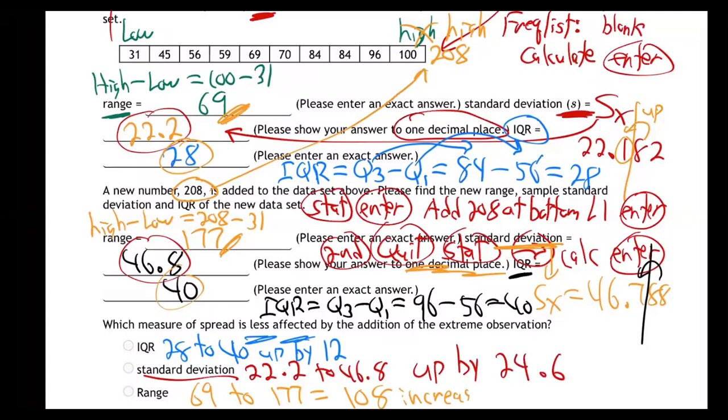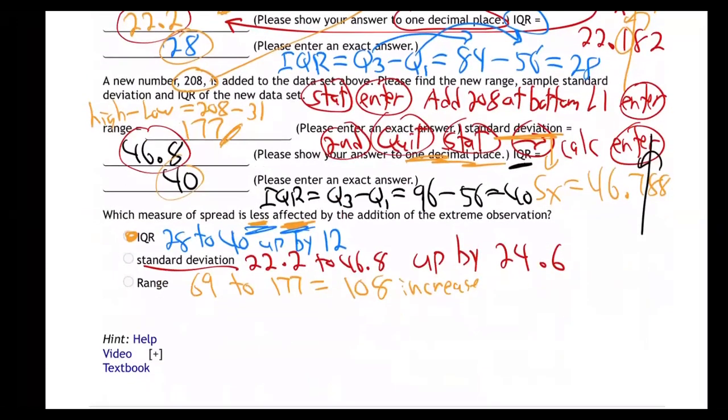Anyway, which of these three is less affected? Which one changed the least? IQR, right? Does everybody see that? IQR only went up by 12. That's the lowest. This one went up by 24.6. This one increased by 108. So which one had the lowest increase? The IQR. It went up by 12, only 12. So that one was the least affected. And so there we go. It was kind of a long one. That's the whole question.